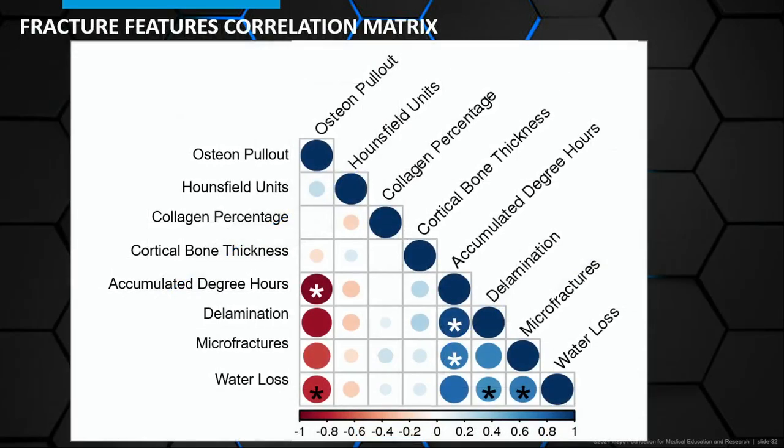This is a correlation matrix. Red is a negative correlation, blue is a positive correlation. And the strength of the correlation is shown by the size and deepness of color of each of the circles. So if you look at the white asterisks, what it highlights here is that the variables that we selected, osteon pullout, delamination, microfractures, correlate very strongly with postmortem interval as calculated by accumulated degree hours. And water loss, the same. But look at the other variables. Look at collagen, that they're just not showing up in our early models.